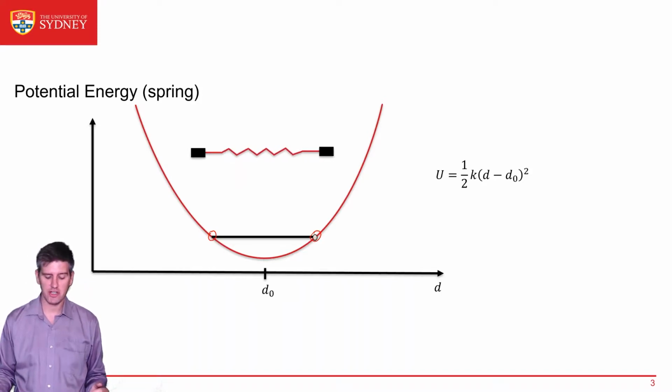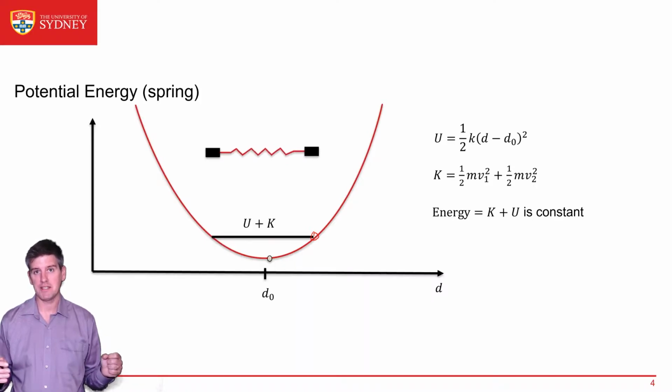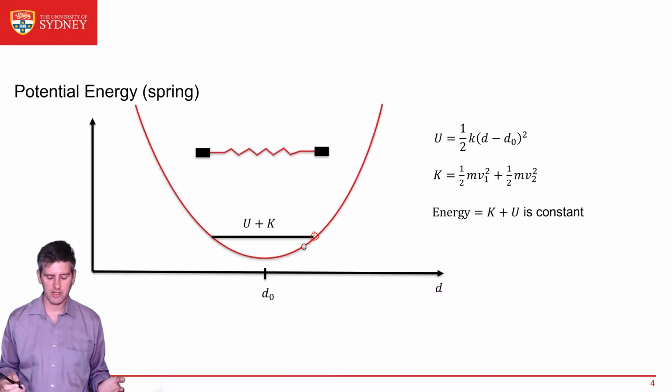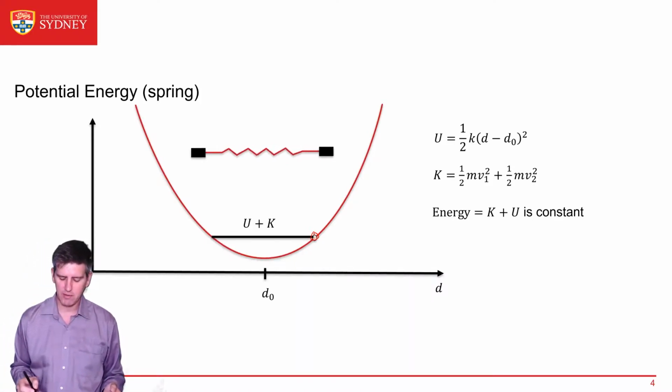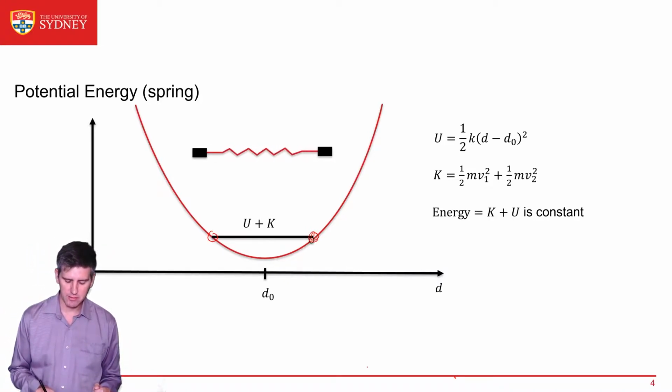So where does this potential energy go? Potential energy goes into kinetic energy. The masses now have velocity, and the total energy is conserved and stays at the same level as we had the initial potential energy that is on this black bar.